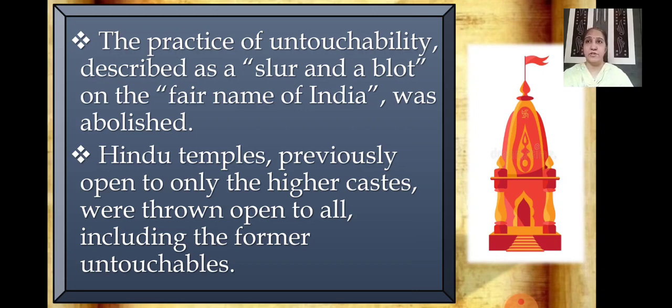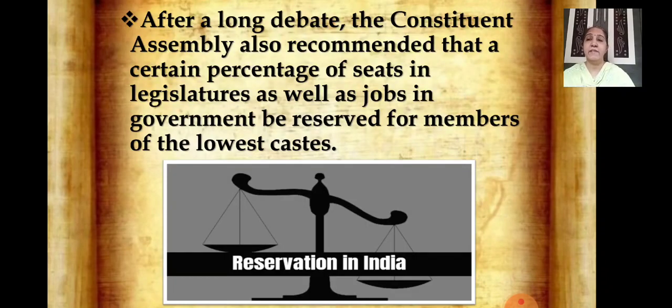That was abolished, right? And then the Hindu temples, previously open only to the higher caste, were thrown open to all, including the former untouchables. Now understand it. Previously it was open only for the higher caste. So that was a change there, right? Now let's move to the next.